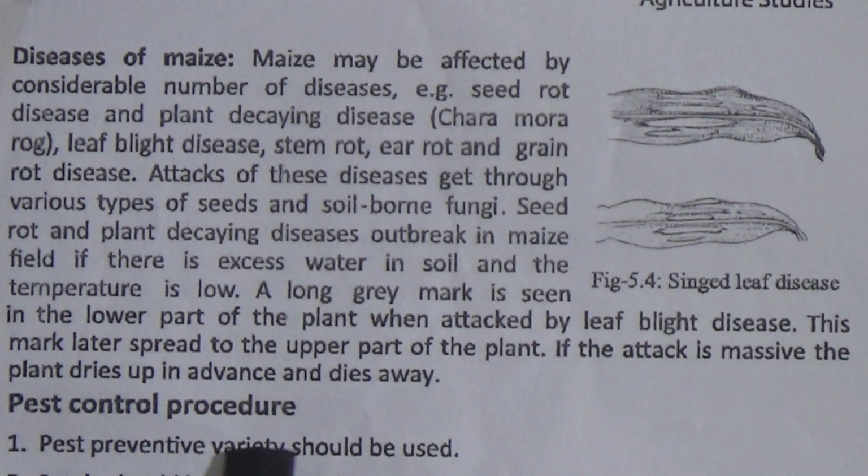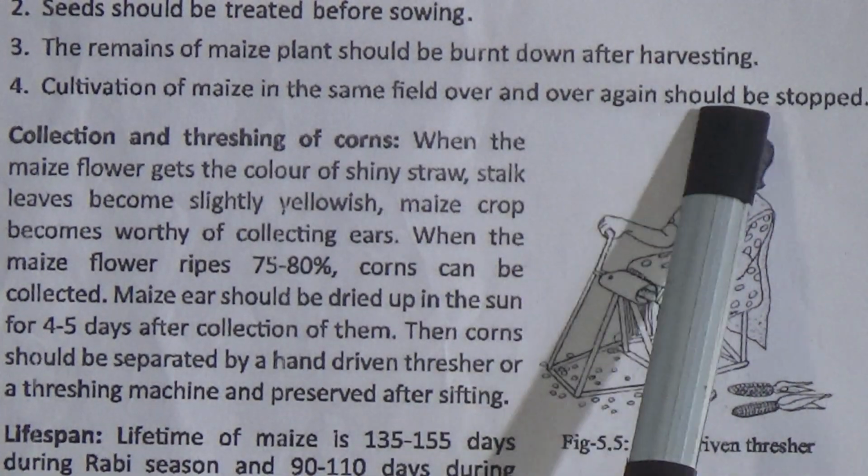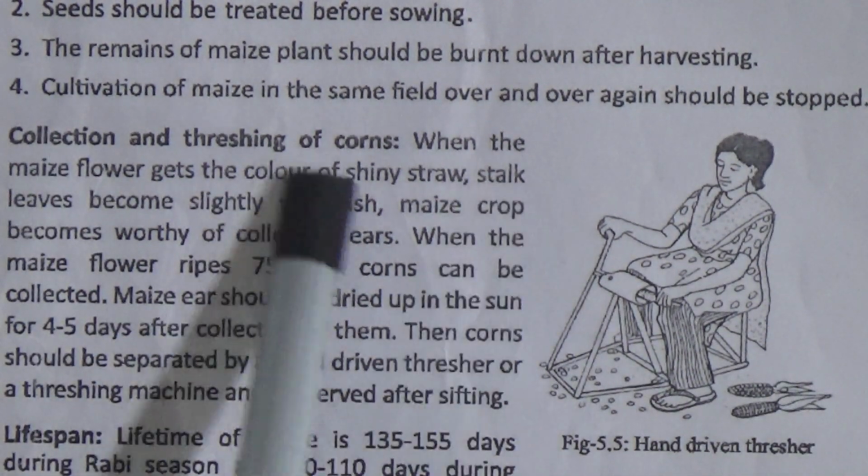Then pest control procedure. Number 1, pest preventive variety should be used. Number 2, seeds should be treated before sowing. Number 3, the remains of maize plant should be burnt down after harvesting. Number 4, cultivation of maize in the same field over and over again should be stopped. Collection and threshing of corns.